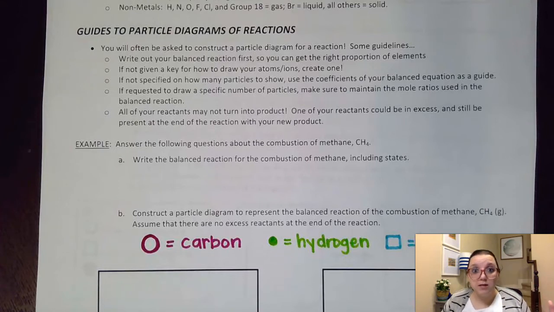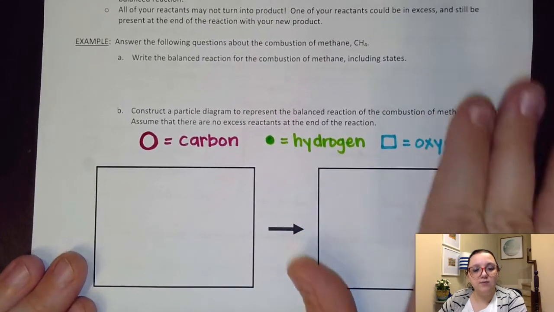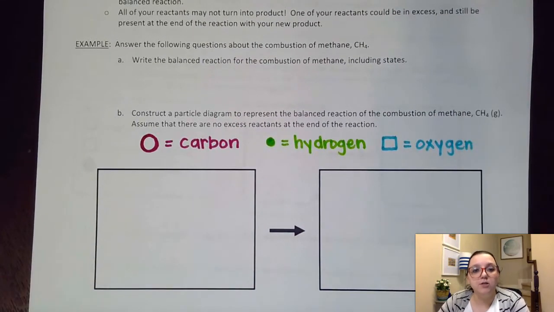There's a strong possibility that one of your reactants could be in excess, and so that would mean that you would still have some of that substance remaining in your container at the end. So we have to be very careful with making sure we're paying attention to the numbers of things that we're drawing.